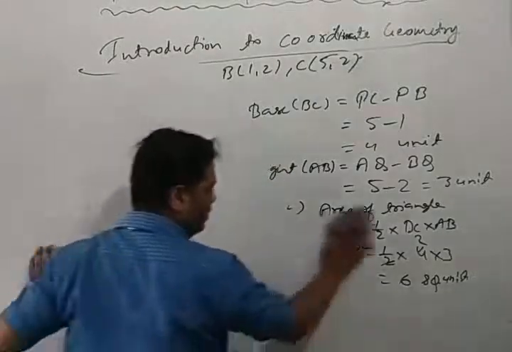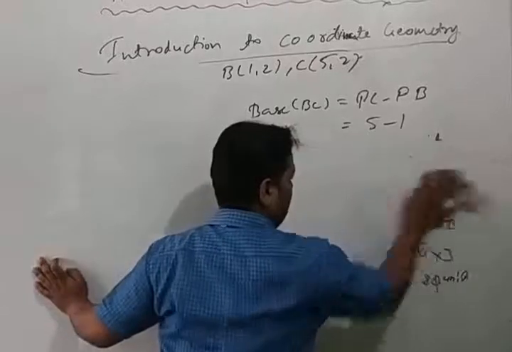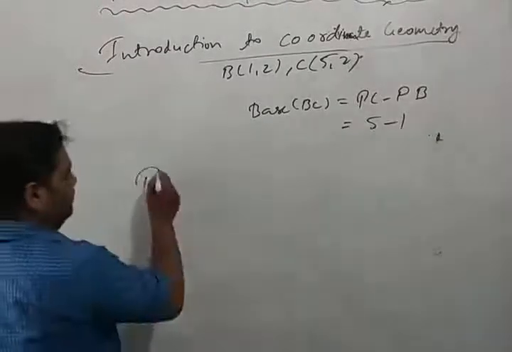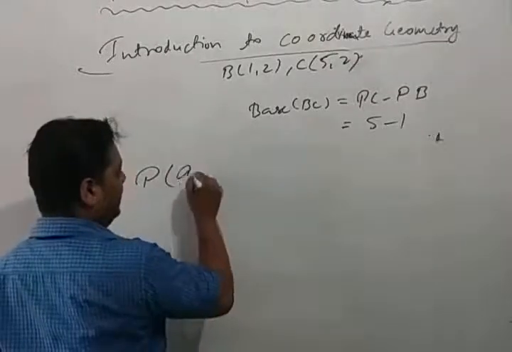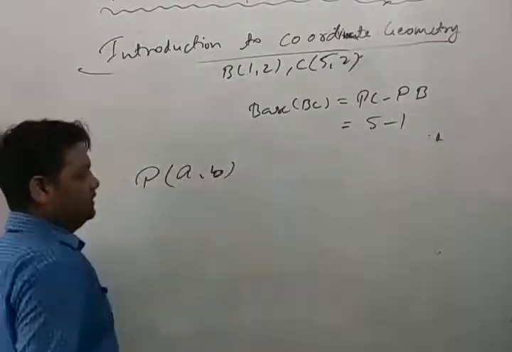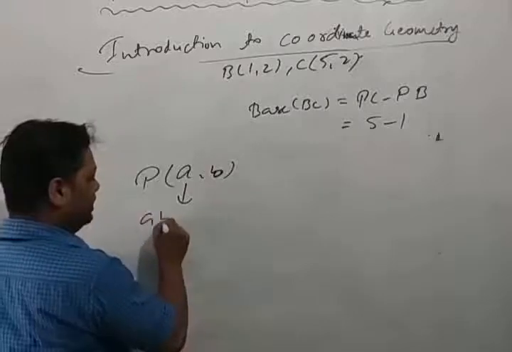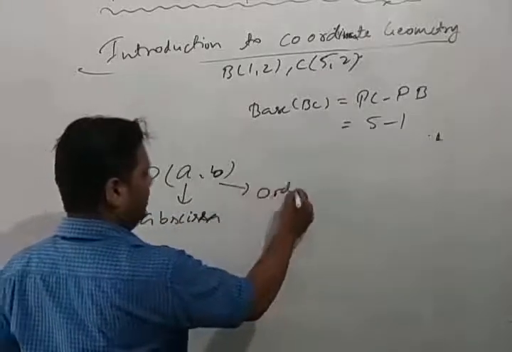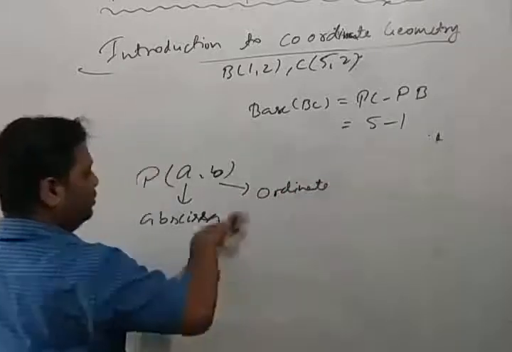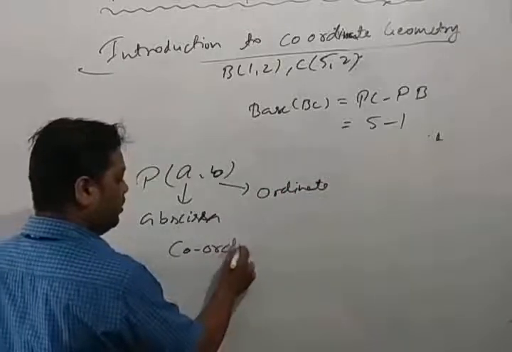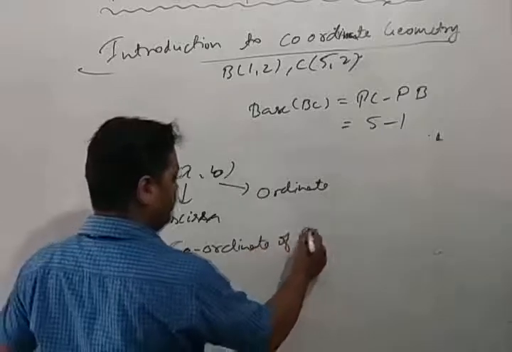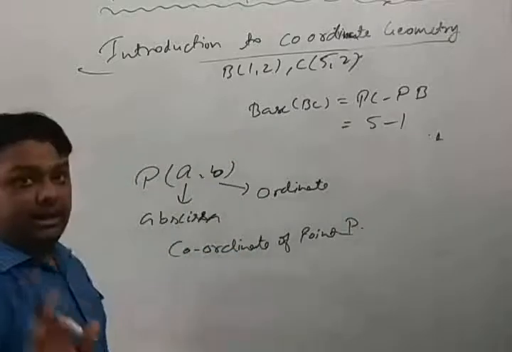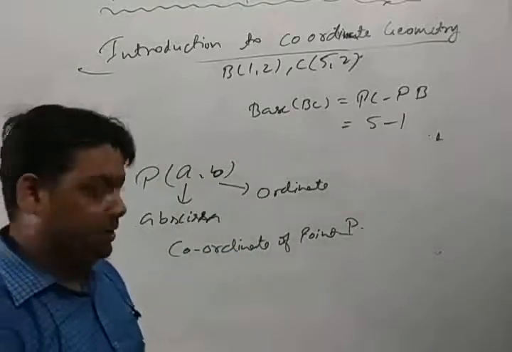I am giving only the oral discussion. Now, if P is the point and A, B are its 2 coordinates, then we will say A is the abscissa and B is the ordinate, and together they are called the coordinates of point P.